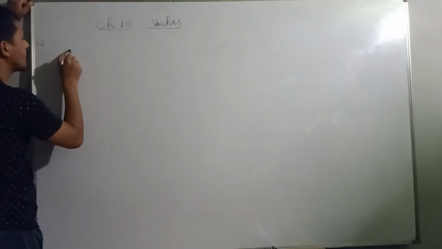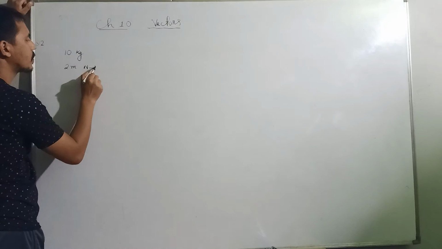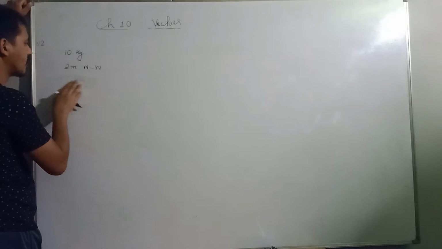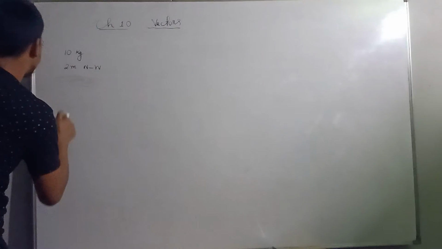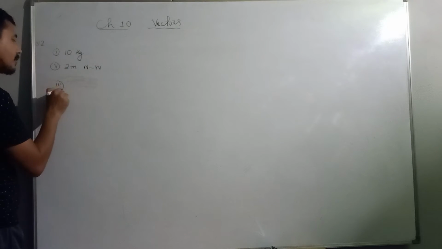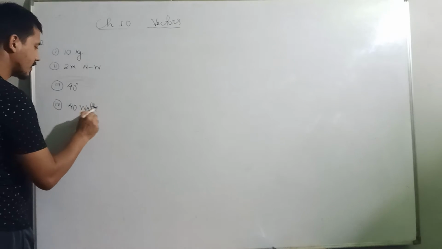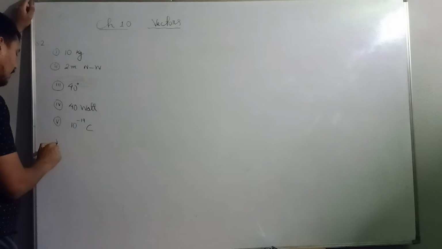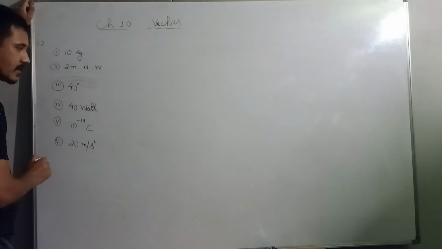10 kilogram, 2 meter northwest, 40 degree, 40 watt, 10 to the power minus 19 coulomb, and the sixth one, 20 meter per second square. So this is Roman 1, Roman 2, Roman 3 is 40 degree, Roman 4 is 40 watt, 5 is 10 to the power minus 19 coulomb, and 6 is 20 meter per second square. Done, no?